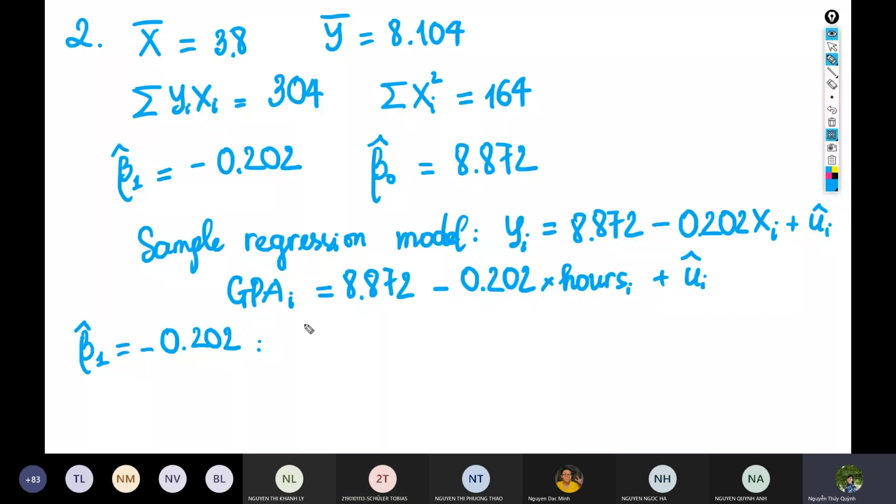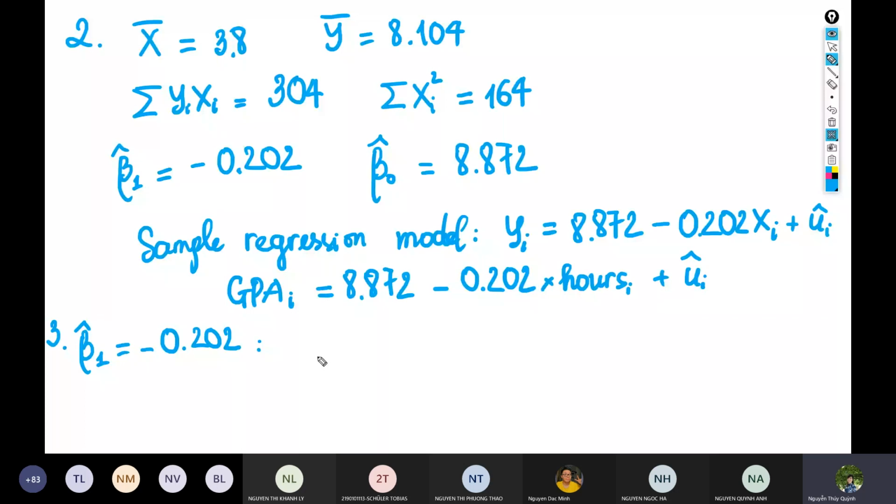It's a negative slope, so the relationship is negative. That means the more hours are spent on the internet, the lower the GPA will be, and vice versa. Yeah, okay. All right. So because the slope has a negative sign, the more hours we spend on the internet, the lower the GPA.